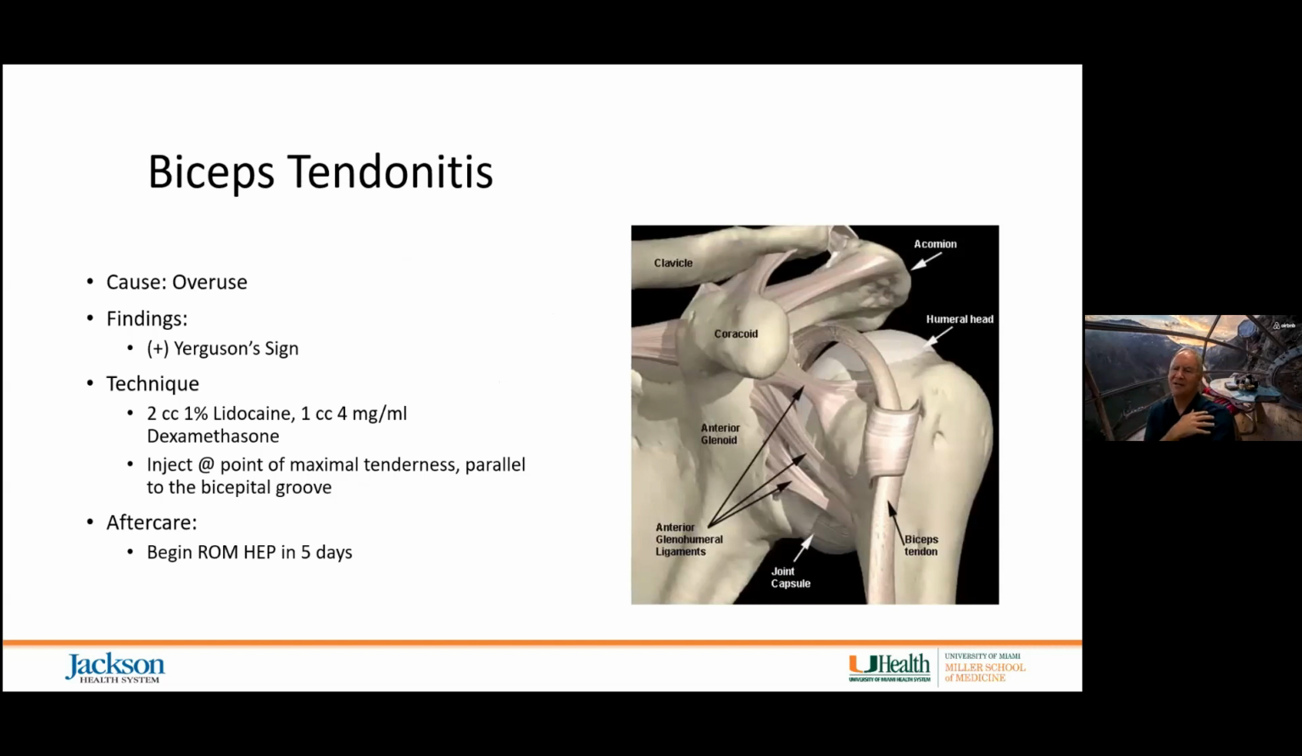Biceps tendonitis often accompanies subacromial bursitis and impingement of the supraspinatus tendon. Again, this is one where you don't want to inject into the tendon itself, or any tendon for that matter, but if you can put your medication in the sheath that this is going to be running through, then that will help to reduce the inflammation in the area as you go through there.